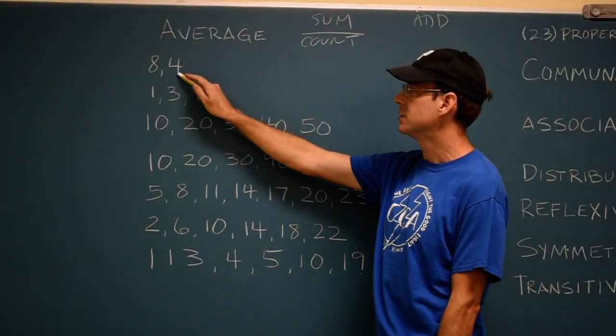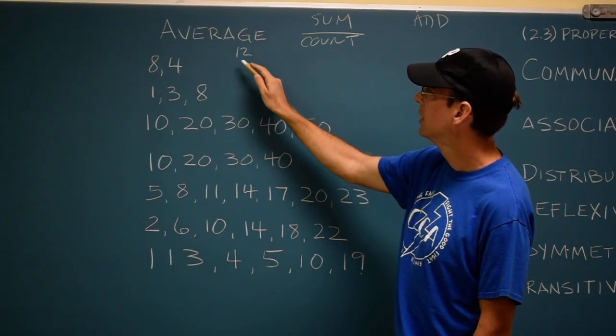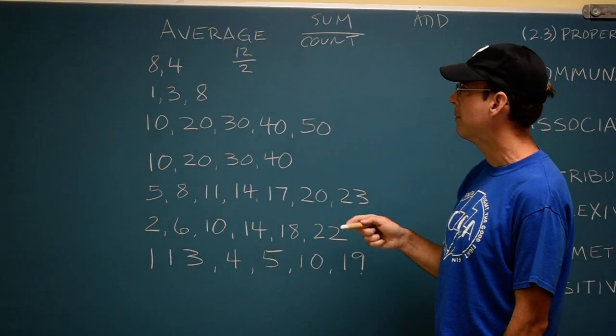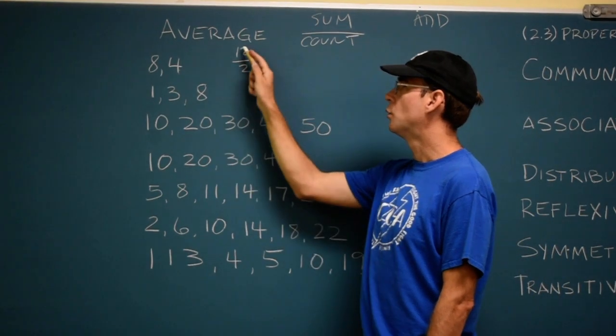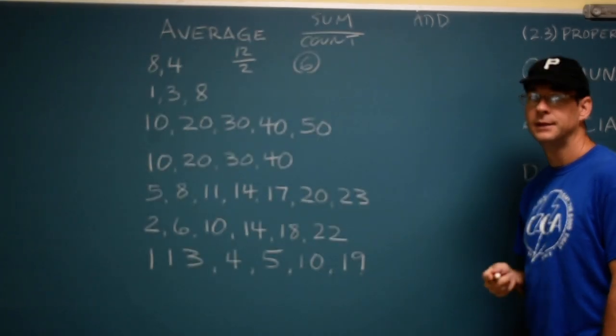How many are there? So something like this, the average of 8 and 4, we would want to do 8 plus 4 is 12. Take the 12, divide by the fact that there's 2 numbers there. 12 divided by 2 is going to get you an average of 6.